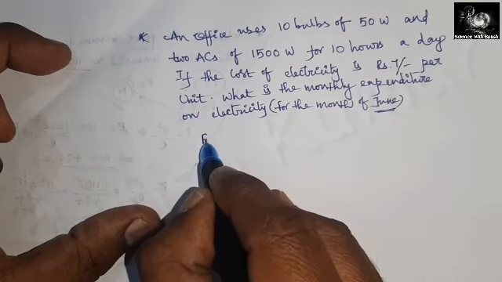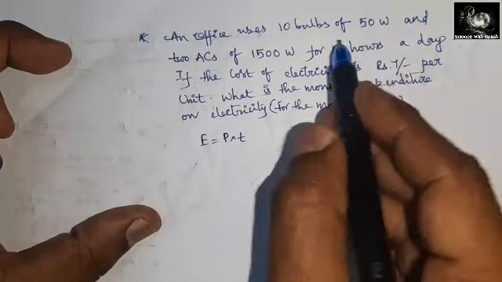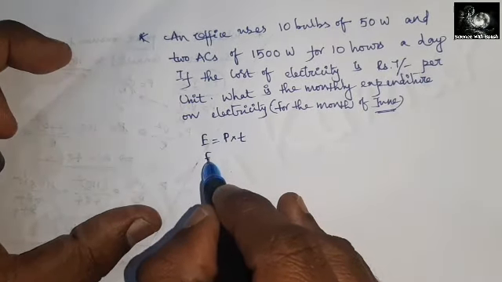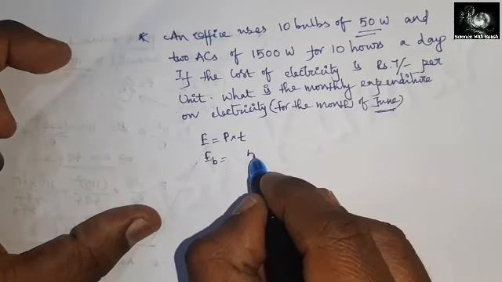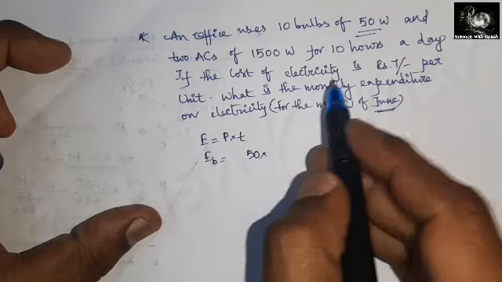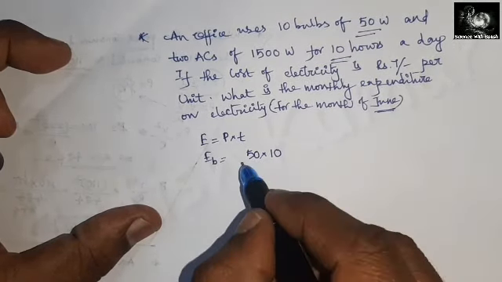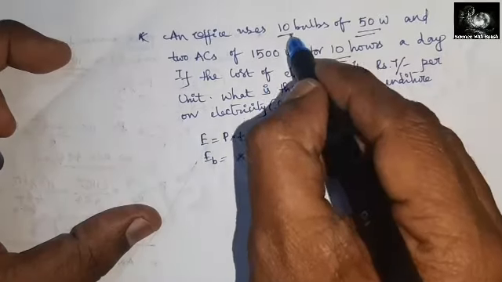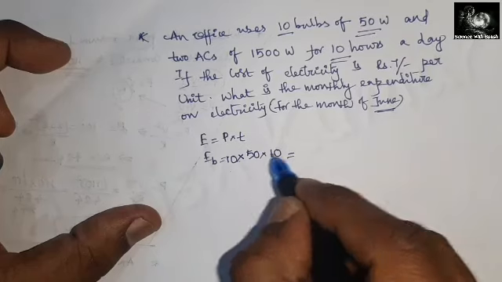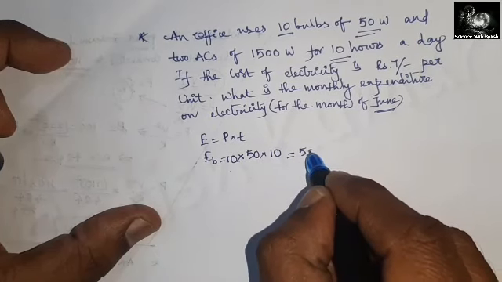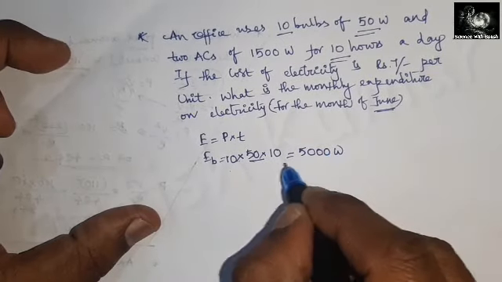First you have a formula, E is equal to power into time. For bulbs, E bulbs is equal to power of bulb, which is 50, into T. Time is 10 hours. Keep it in hours, and the number of bulbs is 10. So total of 10 into 10, 100 into 50 is 5000 watt hours.